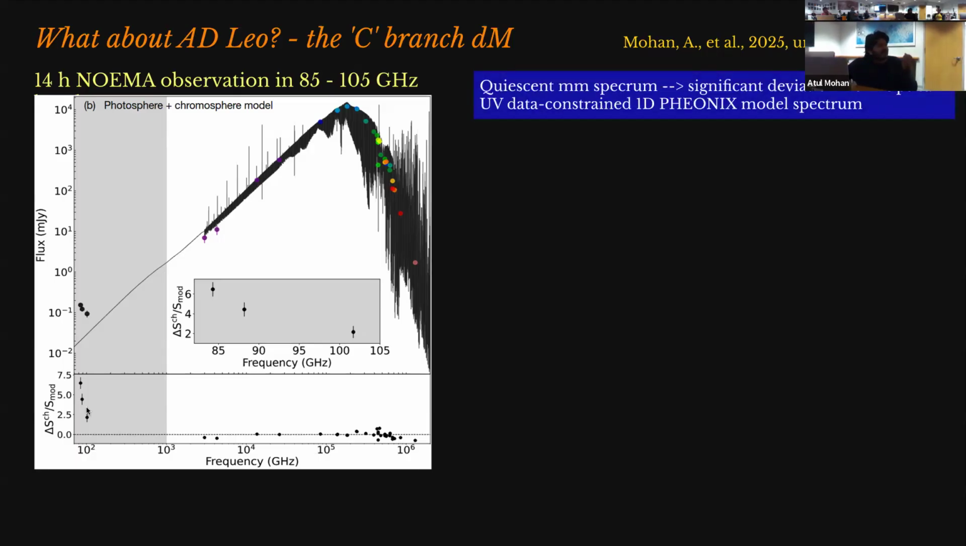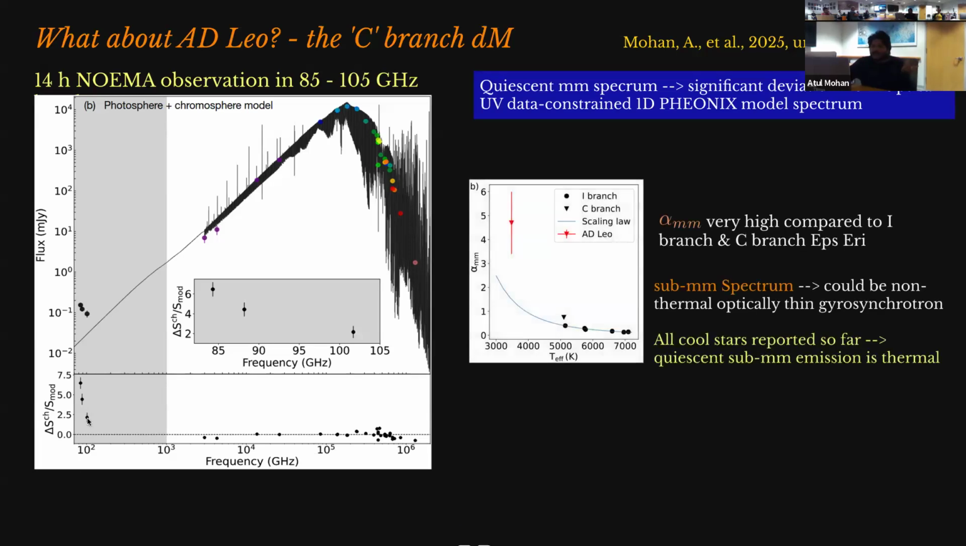So the C branch stars have a very different chromospheric emission, at least that's what we have from here. This is the deviation of the NOEMA fluxes, close to 100 gigahertz, from the predicted UV data-constrained chromospheric emission. We also calculated the millimeter spectral index alpha for NOEMA for AD Leo, and plotted it with the other sun-like stars. If you extend the same curve, we see that the star is way above everything.